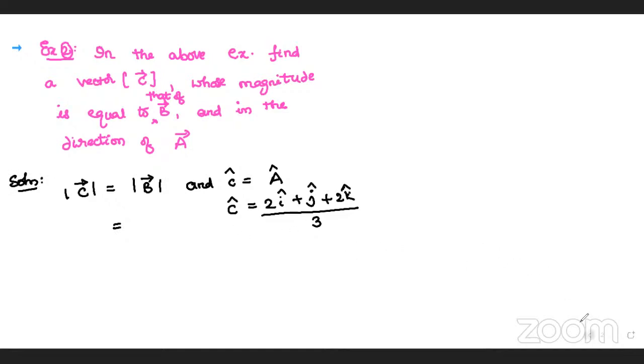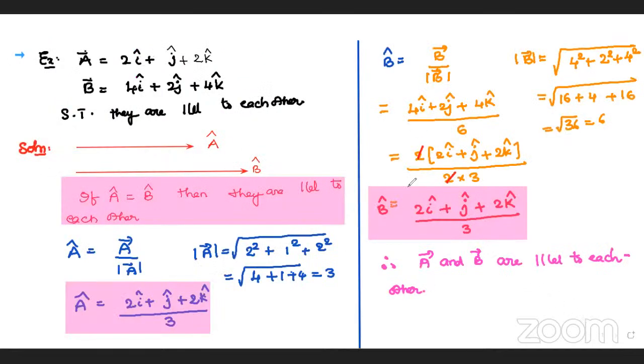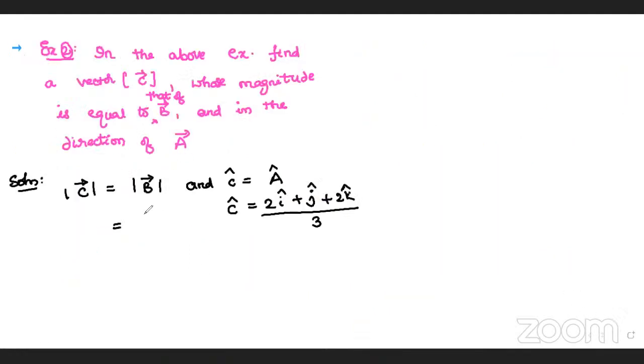Okay, mod B bar, also look at the first page. I think we got it there. Mod B bar is equal to how much? It is 6. So I write here, without finding it again, mod B bar is 6. Okay, that's it. You know the magnitude of C bar, and you know the direction of C bar. Magnitude mod C bar, direction C cap.